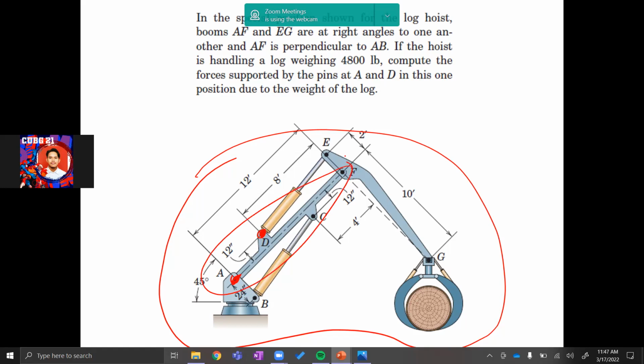Okay. The problem with that one, there are so many unknowns that we're supposed to solve there. At A, there will be AX, AY. At F, there will be FX, FY. At D, there will be FDE, right? And at C, there will be FBC because it's two force members. So in total, we will have 6 unknowns there. So it's quite impossible actually to solve that.